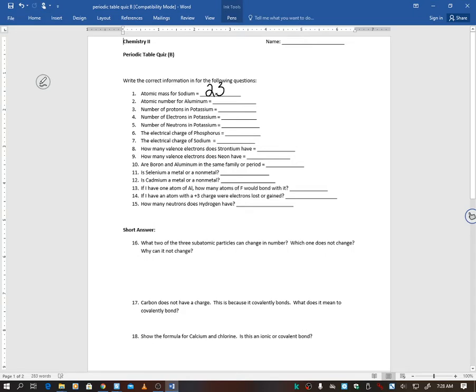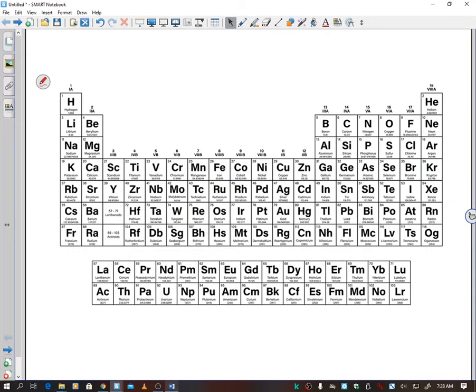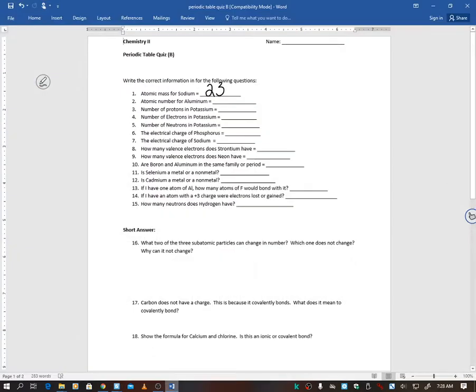So then atomic number for aluminum. If I'm looking at aluminum, it is right here. And the atomic number is that number at the top. And for us, for aluminum, it is 13. So this is going to be 13.